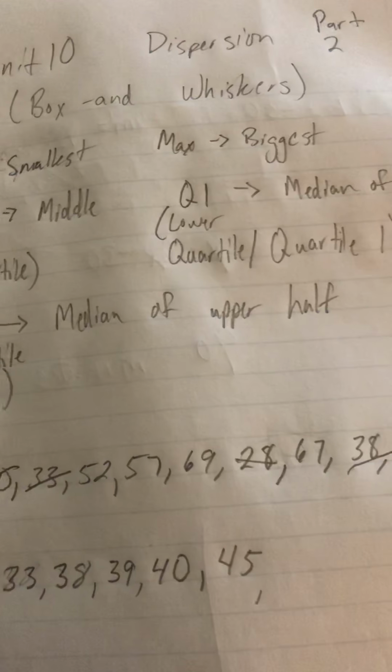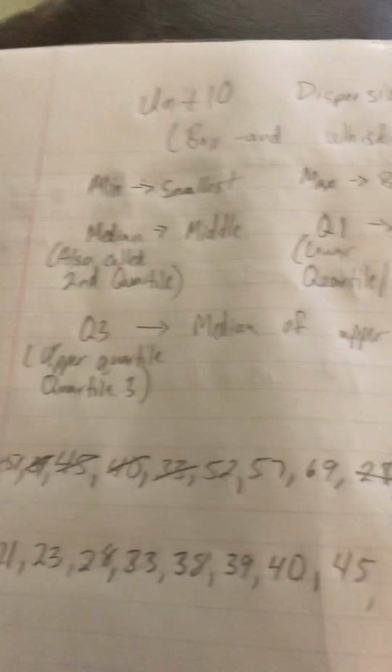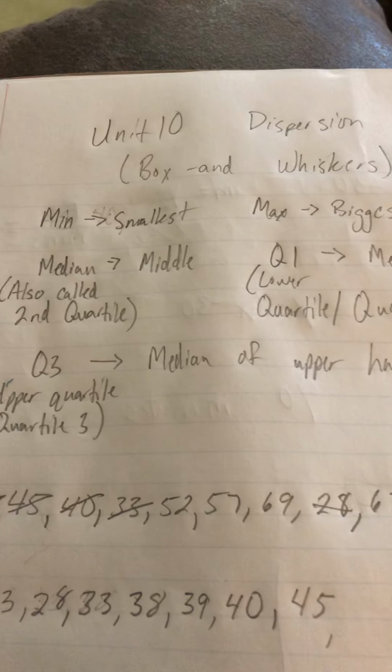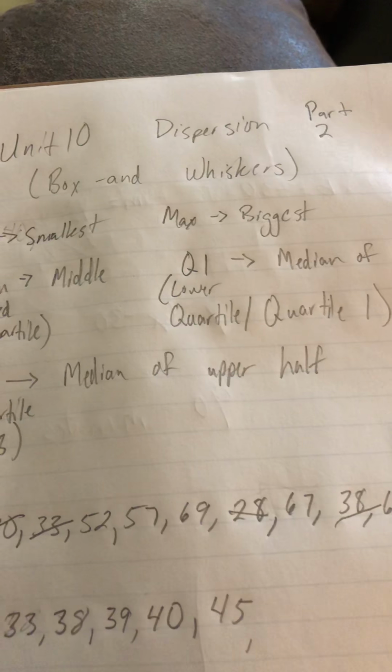You have your Q1, or your lower quartile, or quartile 1. That's the median of the first half. And your Q3, which is your upper quartile or quartile 3, which is the median of the upper half.